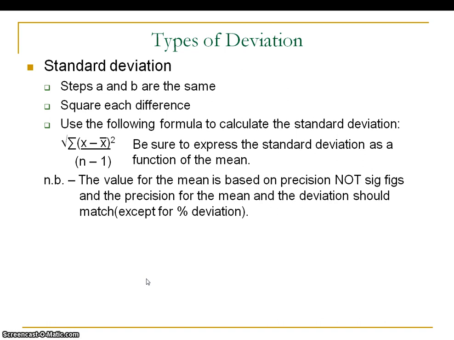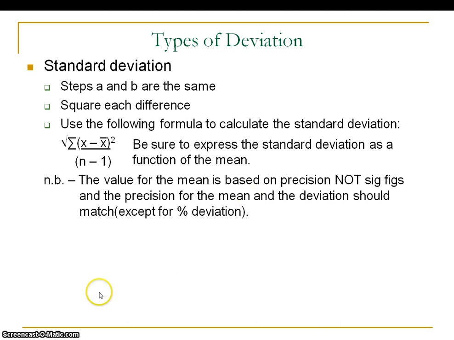All right, nota bene again. Got a couple things to throw in here. First one I've already written on the PowerPoint there. The value of the mean, by the way, is going to be based on the precision, not the sig figs. In most cases it's the same thing, but what I mean is it should be based on the number of decimals typically, not the actual sig figs. The precision for the mean and the deviation should always match, with the exception, of course, of the percent, because it's going to be based on the overall size of the value itself.